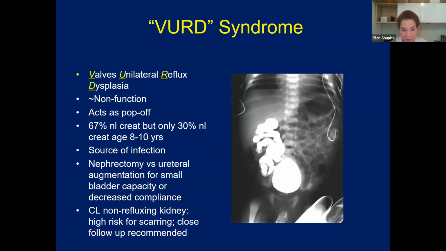They can be a source of infection. They may need to be removed. One needs to consider using the ureter as an augmentation for small bladder capacity or a bladder with decreased compliance. And the important point also is that if you're leaving that in place, and you think that it's a great pop-off, you can't be cavalier about not following carefully the contralateral non-refluxing kidney, because these are at high risk for scarring, and of course, close follow-up is recommended.